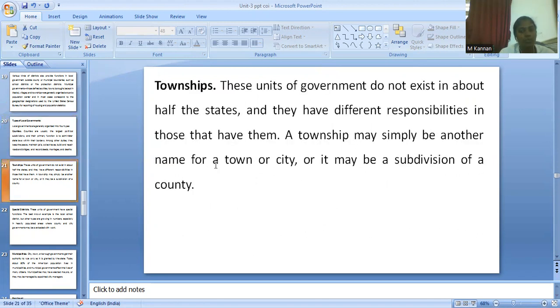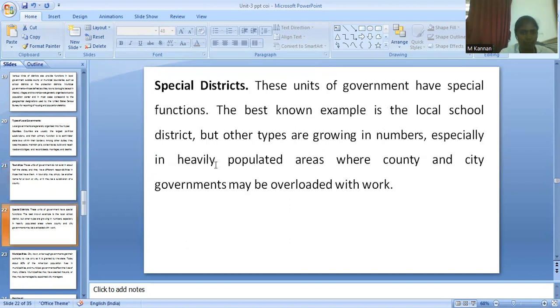Townships. These units of the government do not exist in about half the states and they have different responsibilities in those that have them. A township may simply be another name for a town or a city, or it may be a subdivision of a county.